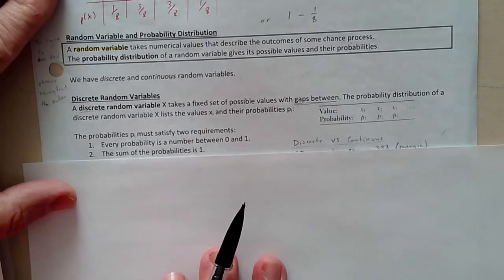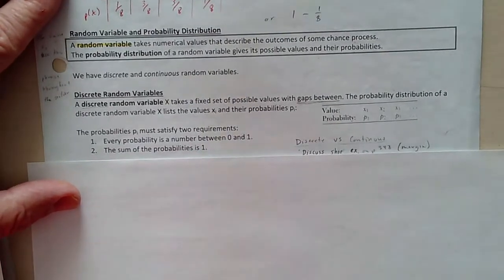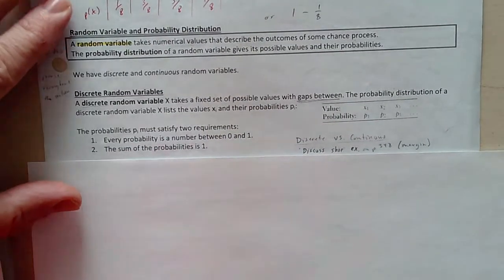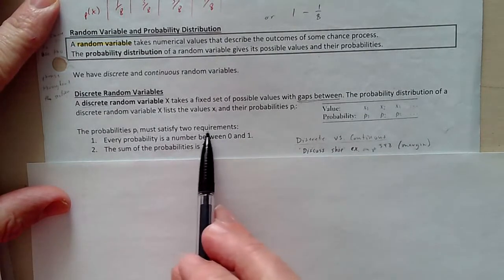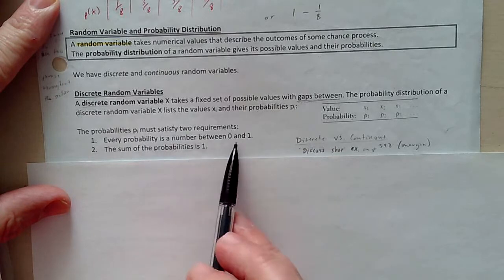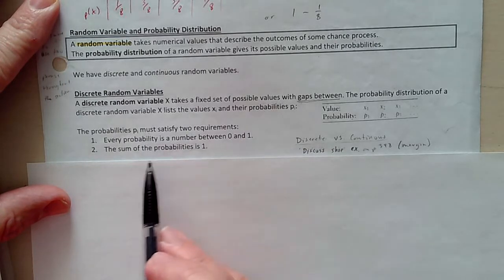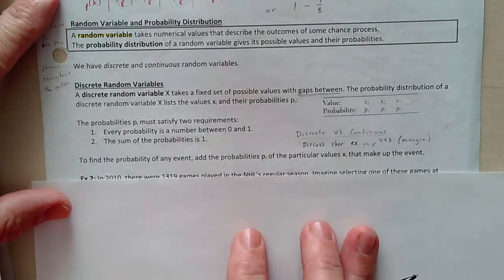All right, so we've seen this before. To make these probabilities legit, these are the requirements. Each individual probability has to be between 0 and 1, and then the sum is 1.